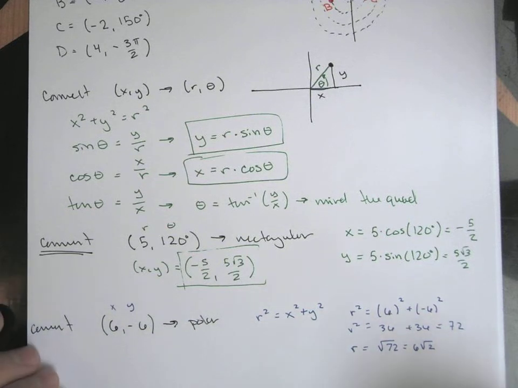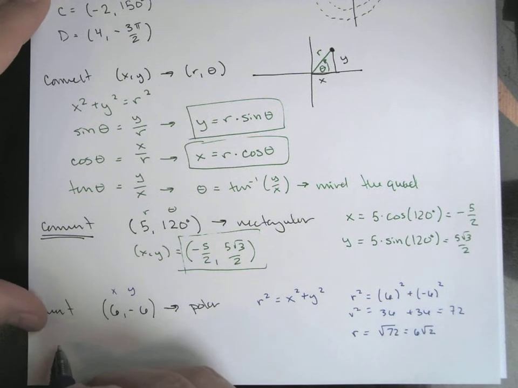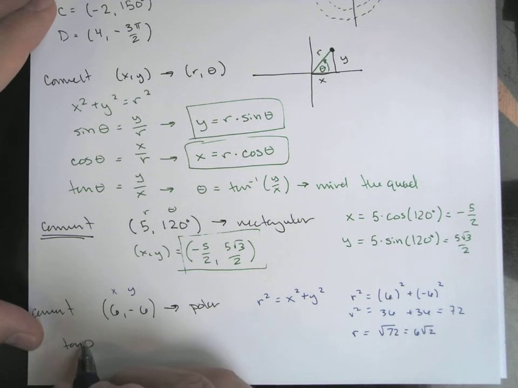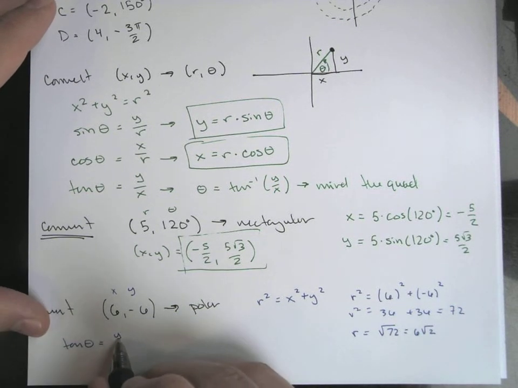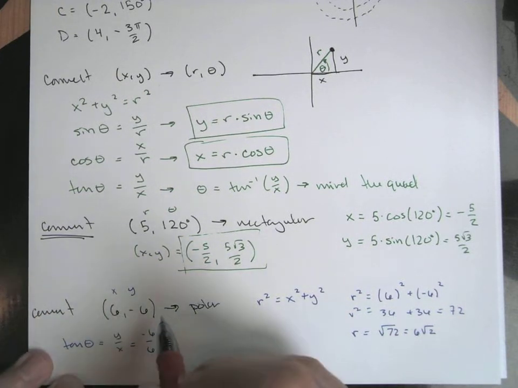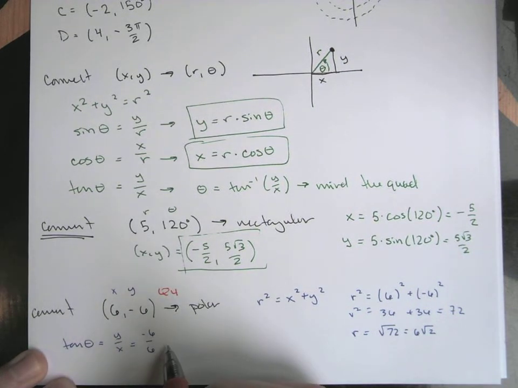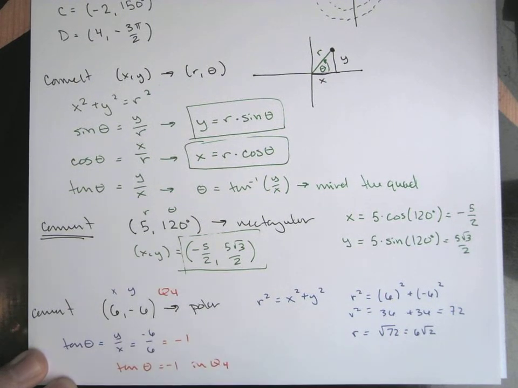Radius is always positive, so we're not going to play around with whether it's plus or minus. For the angle, it's a little bit trickier. Tangent of the angle should be y over x, so that's negative 6 over 6. We need to note which quadrant we're in: positive x and negative y, that's quadrant 4. Negative 6 over 6 would be negative 1. So I need tangent of theta to be negative 1 in quadrant 4.